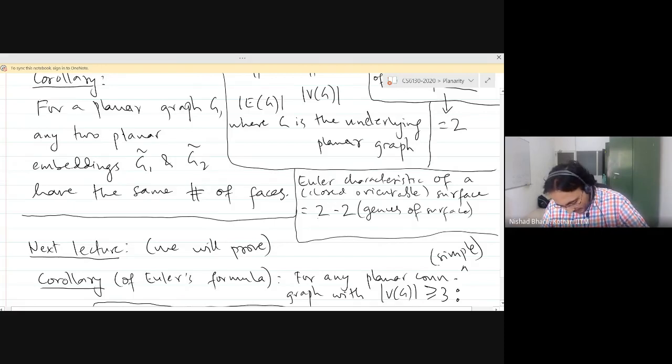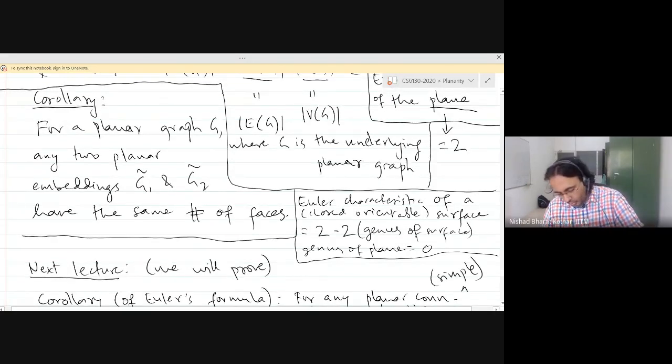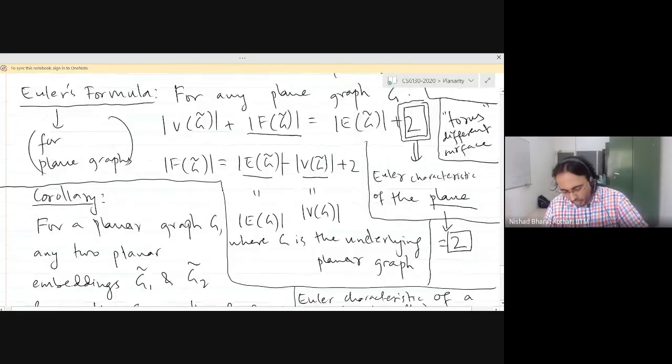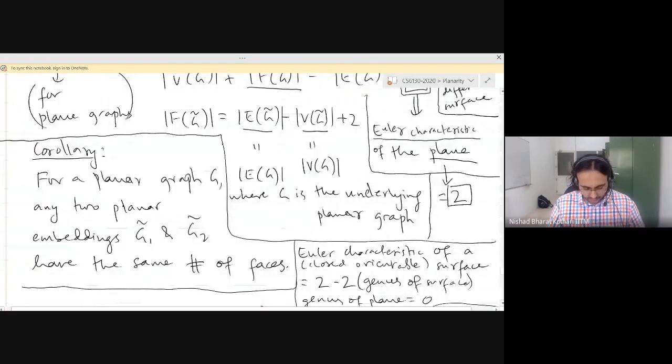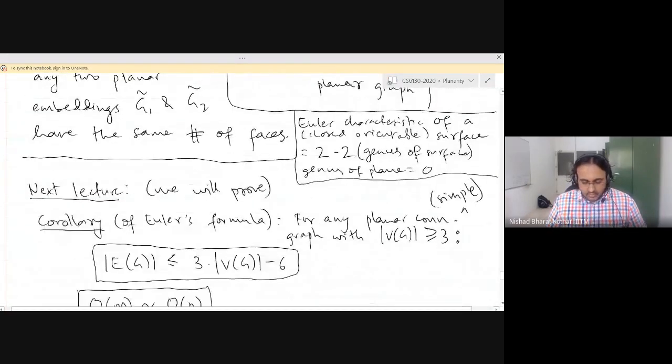And the genus of the plane is actually 0. And so if you put it in this formula, you get that the Euler characteristic of the plane is 2. Okay, so it was supposed to be Euler characteristic and not the genus. But since we are not going to go into these topics of topology, it doesn't really matter. I just didn't want to make a false statement in the lecture. Okay, good.